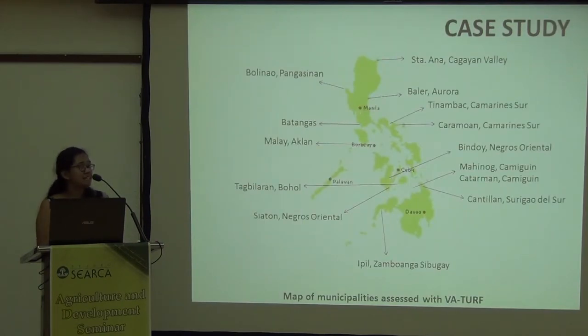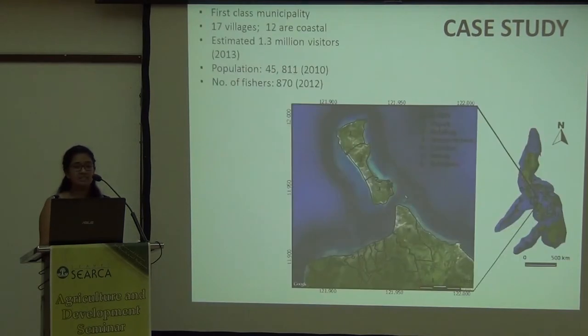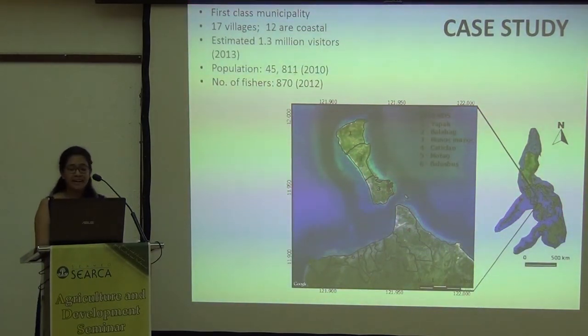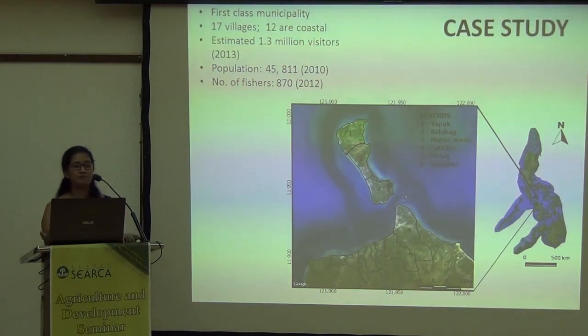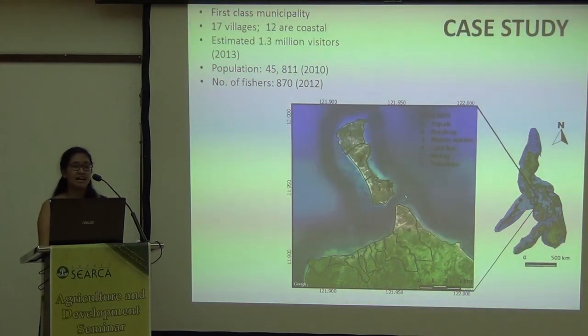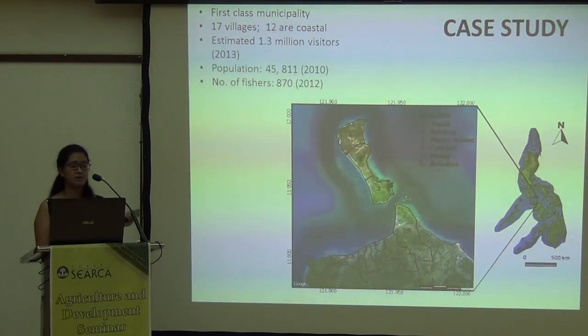For the case study, this is the map wherein the TURF is applied. Native to the projects that include BA assessment in the deliverables, we are able to assess this. For my case study, I will be using the Boracay Island, which I presented in APCRS in Taiwan. I know you're all familiar with Boracay. It's a first-class municipality. It has 17 barangays, 12 are coastal, and an estimated 1.3 million visitors way back in 2013.